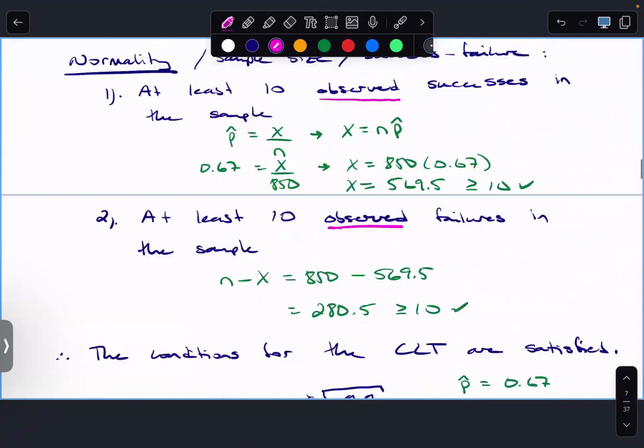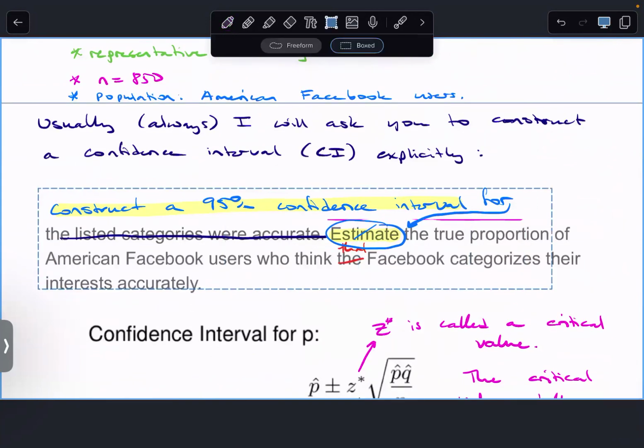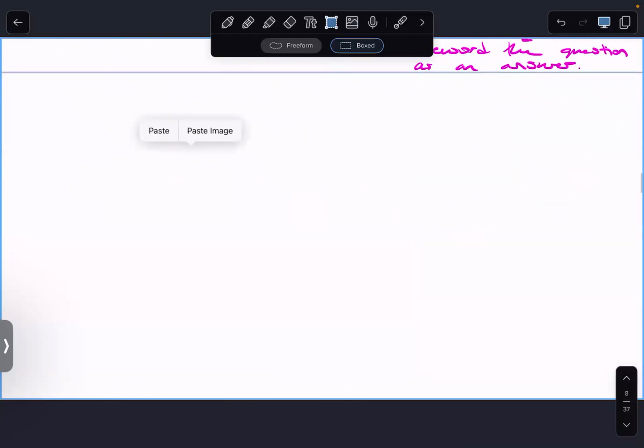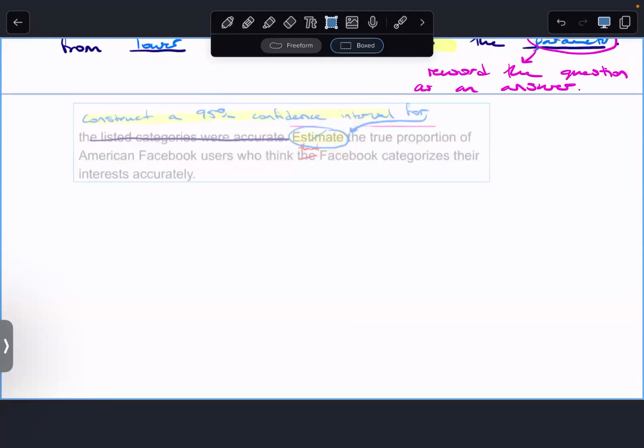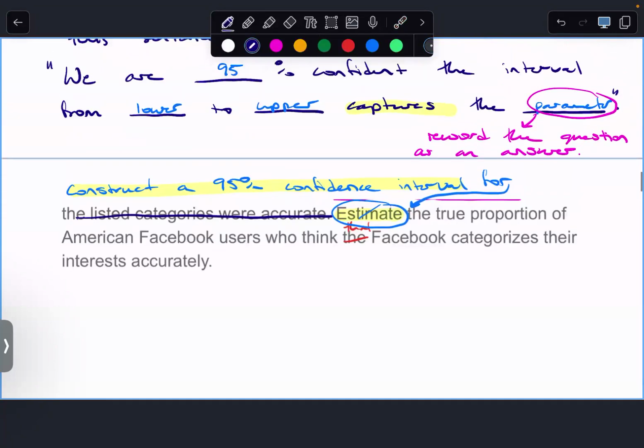Let's grab the question that we're answering first so that we can steal from it. So then, right, the question says construct a 95% confidence interval for, and then here's the parameter, the true proportion of American Facebook users who think that Facebook categorizes their interests accurately. It's a lot of writing, but it's just tedious. It's not hard, right? And so we're going to write it out following this sentence structure, right?